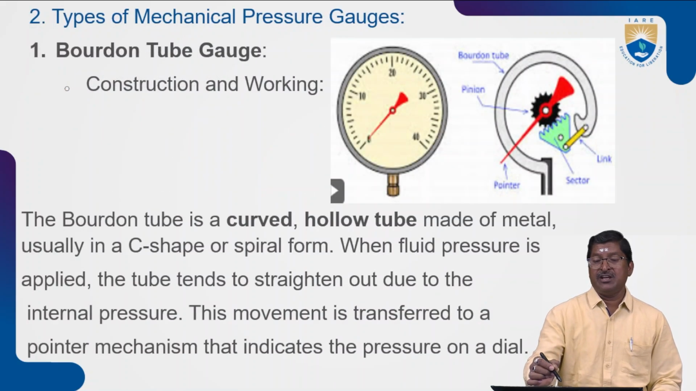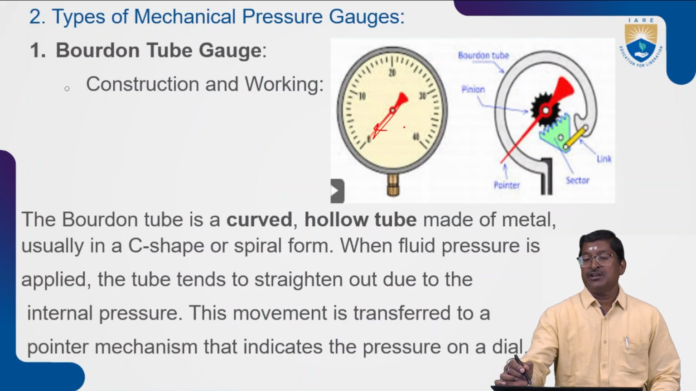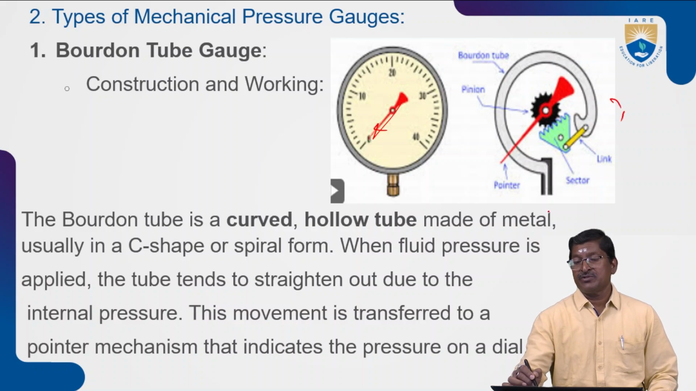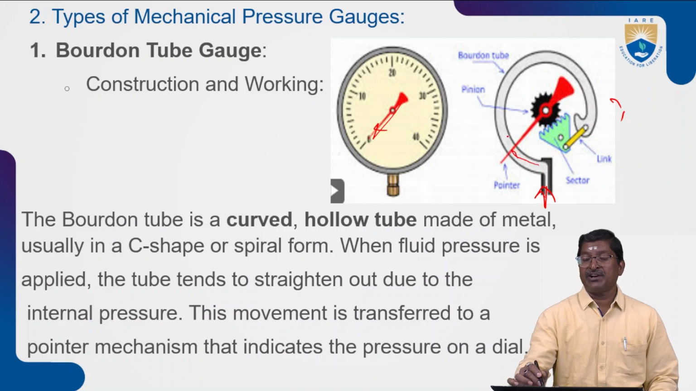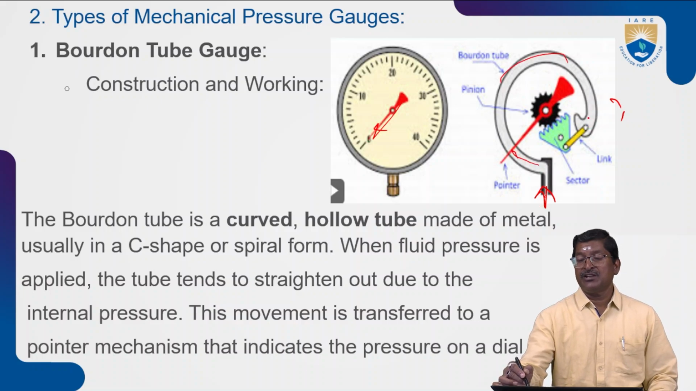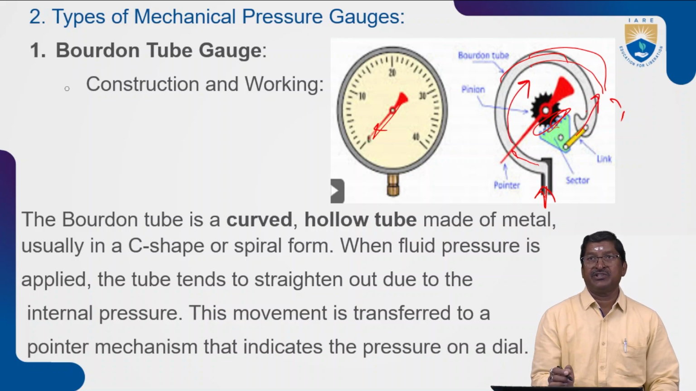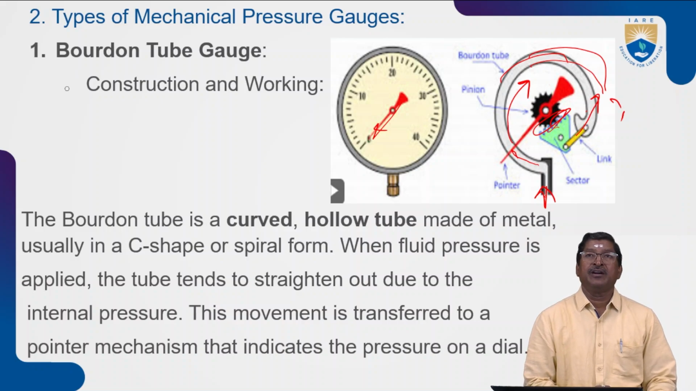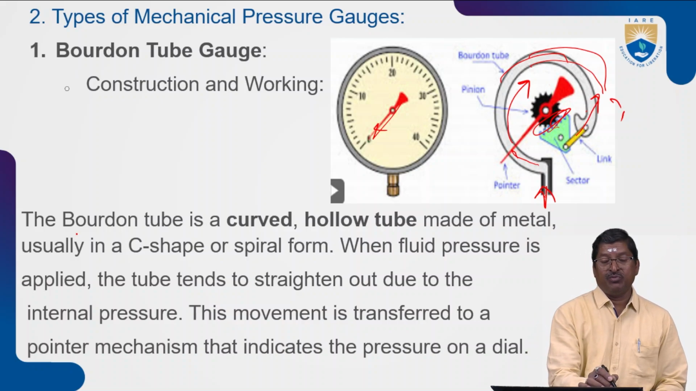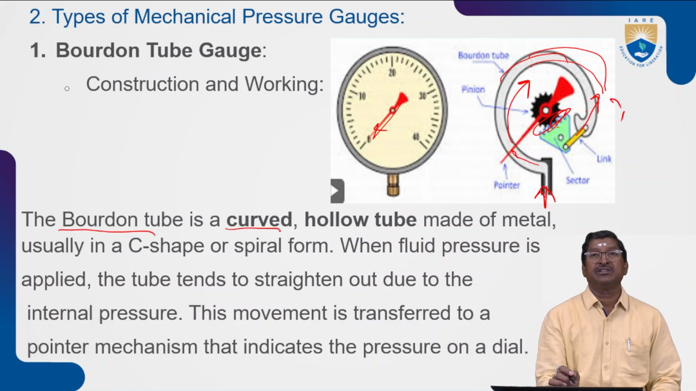So you can see this. This is a needle, and this is the C-type structure. Whenever we connect it to the pressure pipe, the fluid will travel through this, so it tries to elongate here. It will become like this, so this mechanism will rotate like this, and the pressure needle will move in this direction, so that we can measure the pressure. See here, the Bourdon tube is a curved, hollow tube. Initially, it is hollow. It is made of metal.